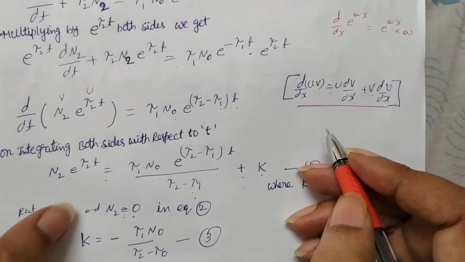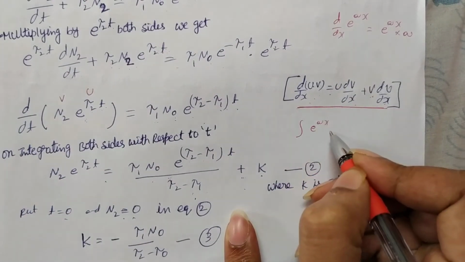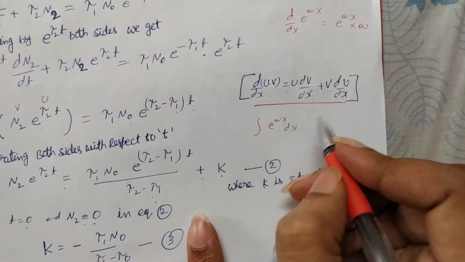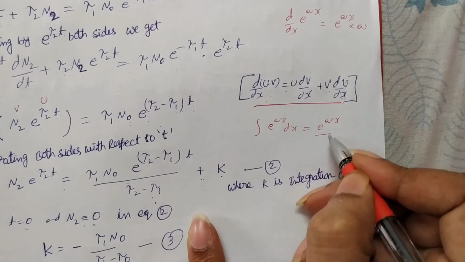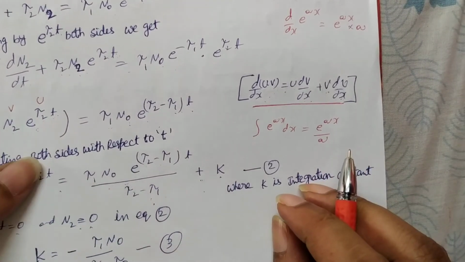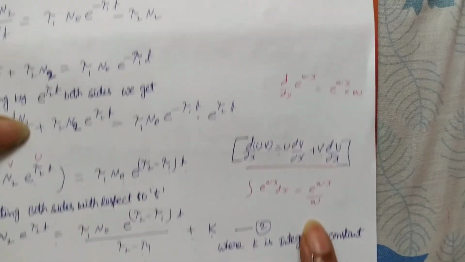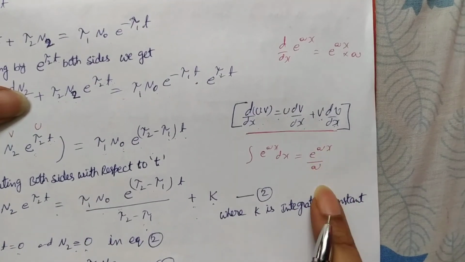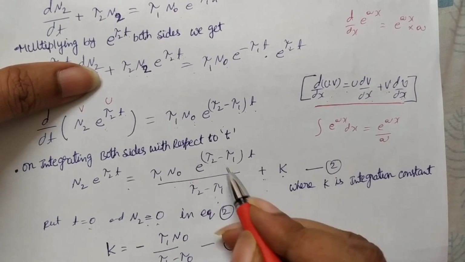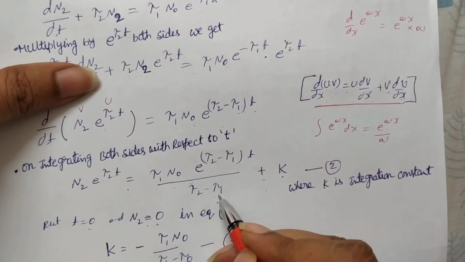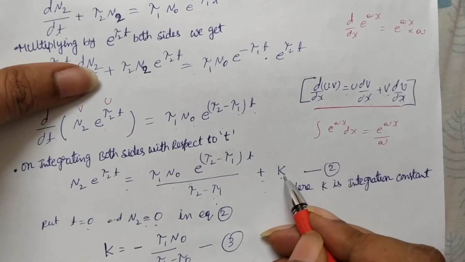For example, the integral of e power ax dx: you get e power ax only, and for ax you differentiate and write it in the denominator. In differentiation you multiply with that, but here you should divide by the differentiation of that power. So what you get is lambda 2 minus lambda 1, the differentiation of this part, in the denominator. Whenever we do integration, we should get an integration constant.